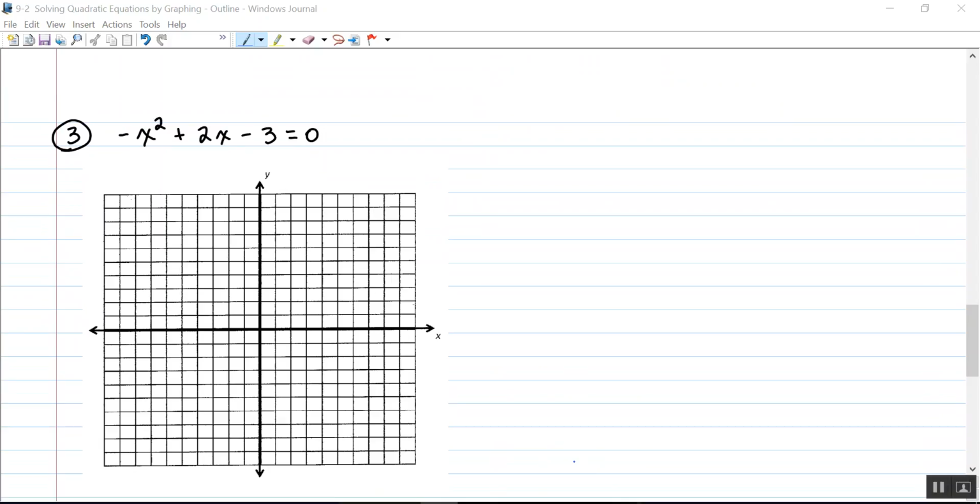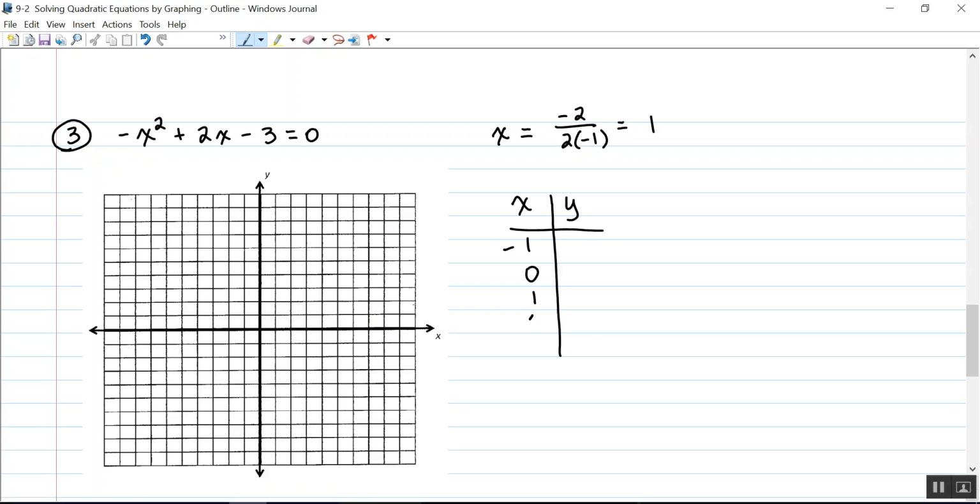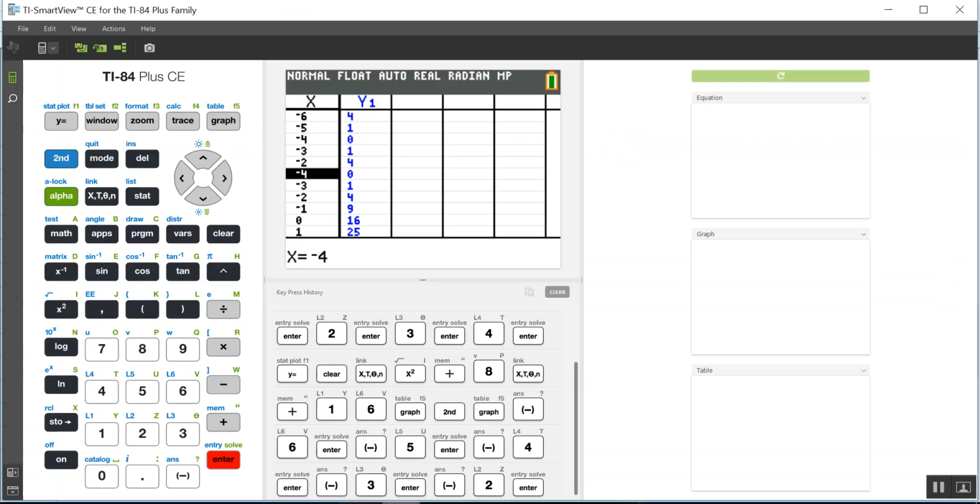Let's take a look at our next equation. So here we have negative x squared plus 2x minus 3 equals 0. Let's find the x of our vertex. So x equals negative b over 2 times a, or the x of my vertex is going to be 1. Let's set up our table of values. I'll put 1 in the middle, choose 2 values smaller and 2 values larger, and let's go to our calculator to graph this.